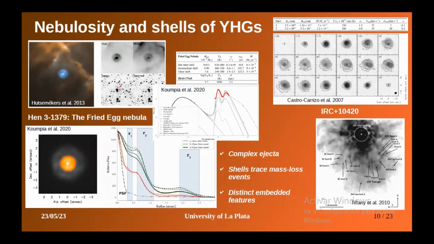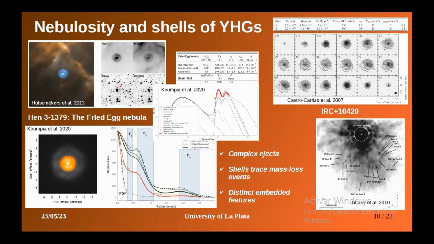Yellow hypergiants are also known to be surrounded by nebulosity and shells, as detailed studies in the galaxy show, but this is not always the case. For example, Rho Cas does not show evidence of nebulosity, only a bit after the outburst, but nothing more. So nebulosity is not really a strong diagnostic for the star, because strong feedback from the star can dissipate the gas as well.